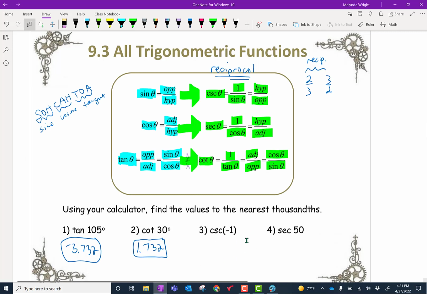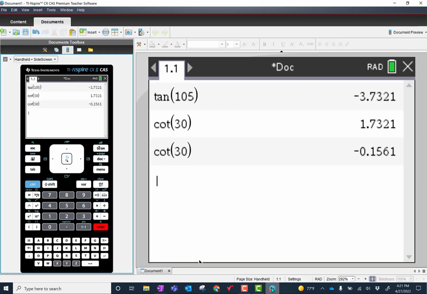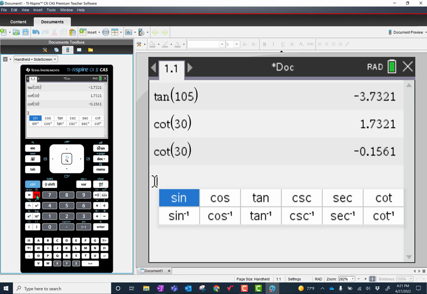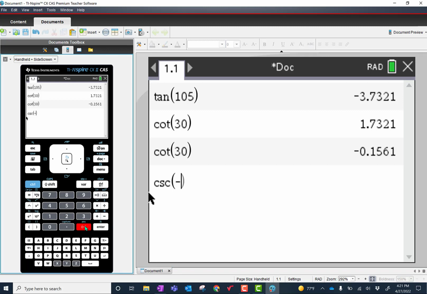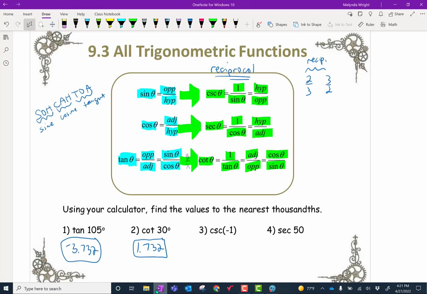All right, now we're in radians, so we want cosecant of negative 1. So let's go back here, and we are in radians. So we're going to do the trig, we're going to do cosecant, and when you do negative, do this gray negative. Don't do the subtraction sign. Your calculator will not be happy with you. So negative 1, and again, Control Enter, and we get negative 1.188.